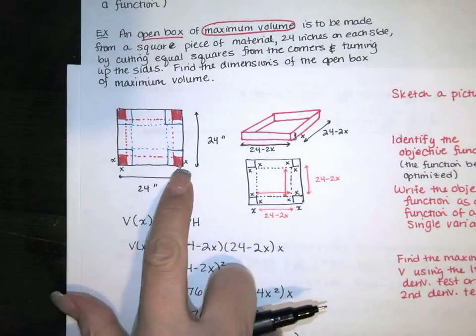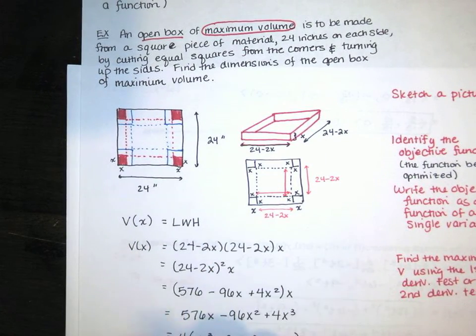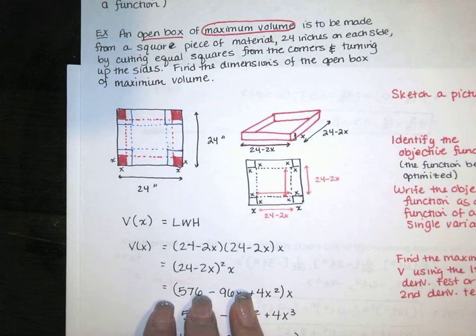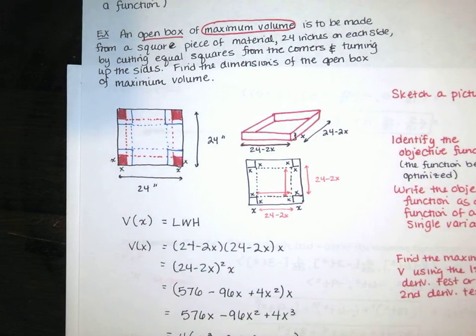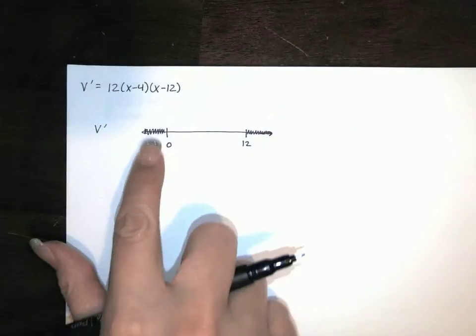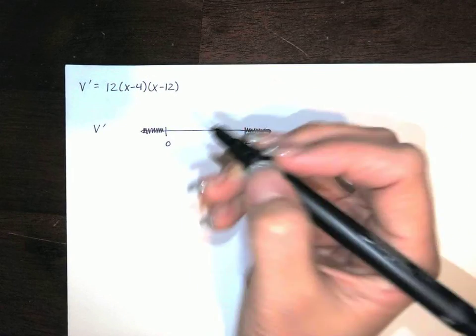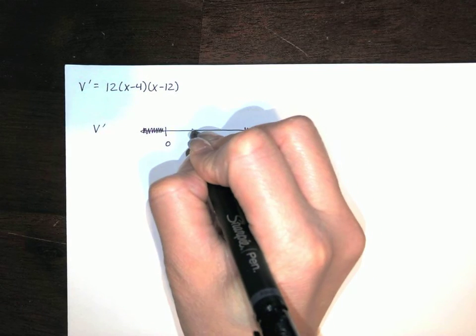If x was 0, we didn't cut out anything, then we had no sides to fold up, and we have no volume. If x is 12, well, we cut out everything, and we have like nothing left, and we have no volume. But somewhere in here we would have a volume. X equals 4 is in between 0 and 12.